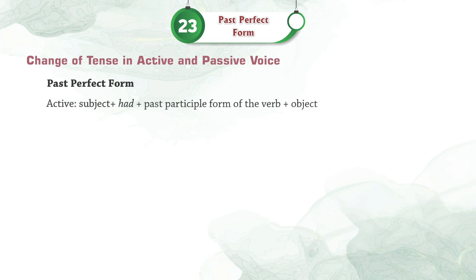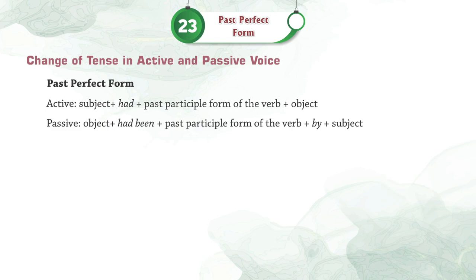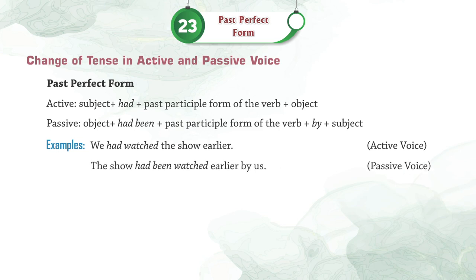Active: subject plus had plus past participle form of the verb plus object. Passive: object plus had been plus past participle form of the verb plus by plus subject. Examples: Active voice: We had watched the show earlier. Passive voice: The show had been watched earlier by us.